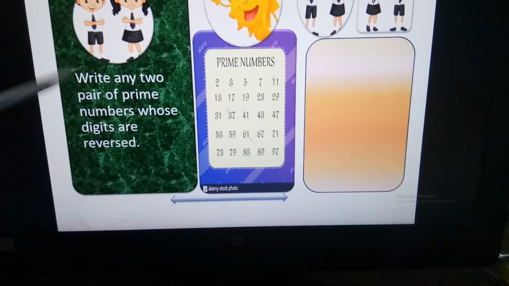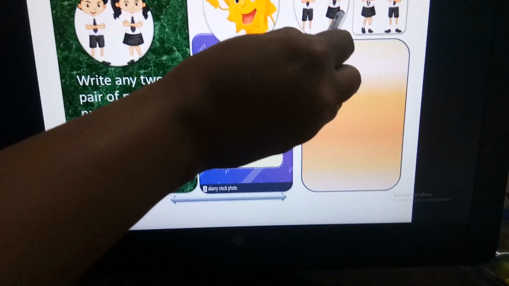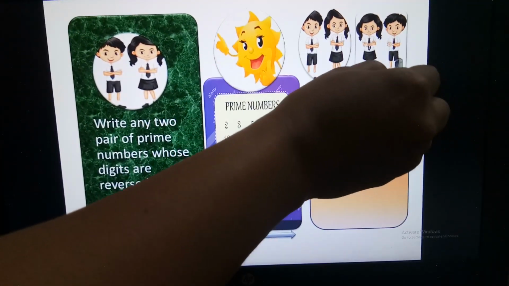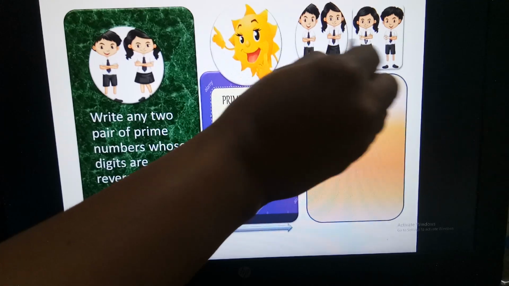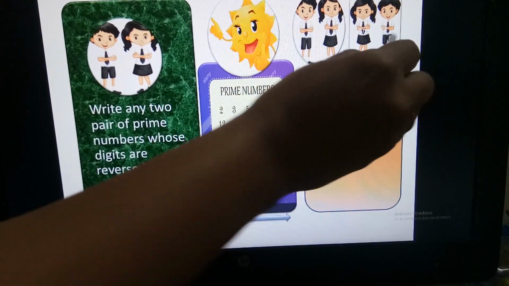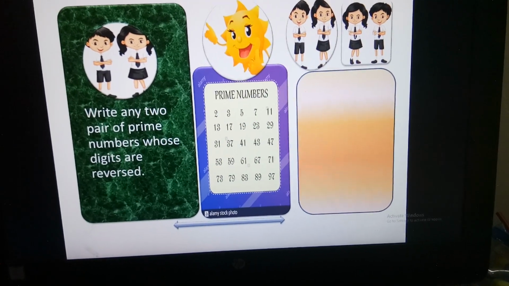Again I am explaining to you. Boy and girl are standing. I am interchanging their places. Here girl and boy there. But this number, and after interchanging the digits, the number which you get, both should be prime numbers.